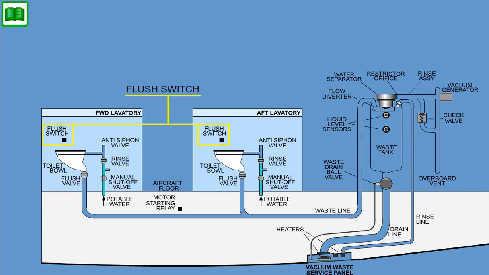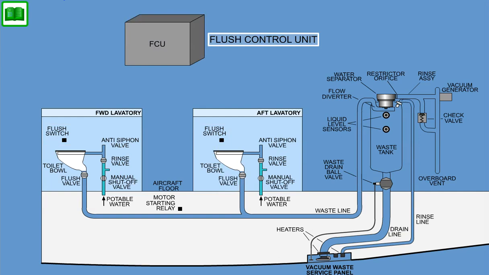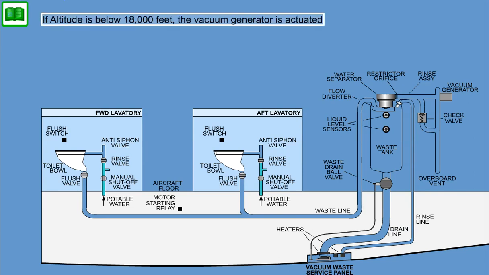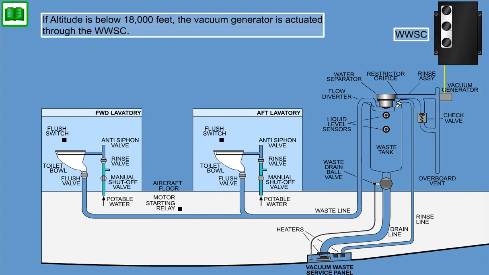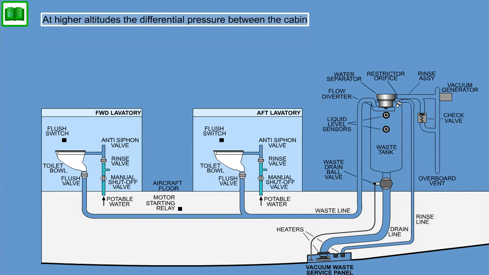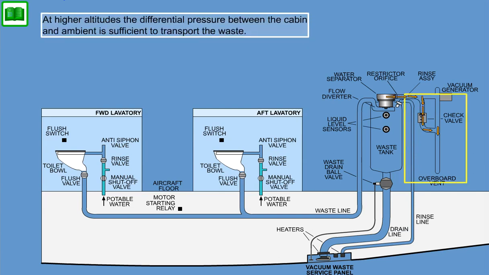When the toilet flush switch inside the lavatory is momentarily pushed, the Toilet Flush Control Unit, FCU, mounted on the toilet times and sequences the operation of the vacuum toilet. If altitude is below 18,000 feet, the vacuum generator is actuated through the Water and Waste System Controller, WWSC, to evacuate the waste holding tank. At higher altitudes, the differential pressure between the cabin and ambient is sufficient to transport the waste.